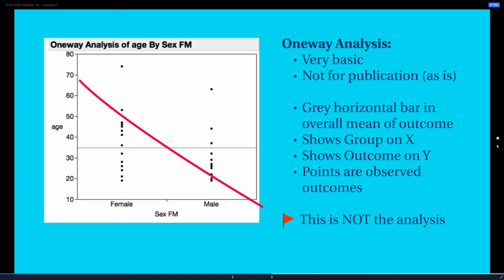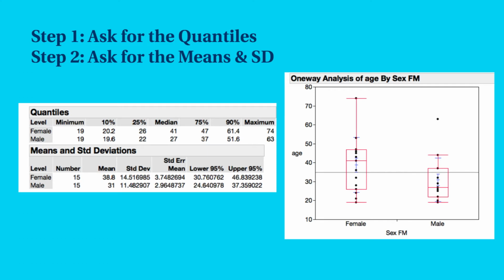Note that this is not the analysis. You need to use the red drop-down arrow next to the one-way analysis of age in JMP. First step in JMP is to ask for the quantiles and then ask for the means and standard deviations. And we can see here that there are 15 males and 15 females. The median female age is older, the male age is 27.